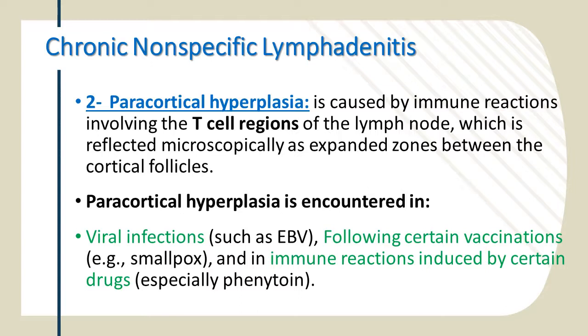The other pattern of chronic non-specific lymphadenitis is called paracortical hyperplasia. It is caused by immune reactions involving the T cell regions of the lymph node, which is reflected microscopically as expanded zones between the cortical follicles. Paracortical hyperplasia is encountered in viral infections such as Epstein-Barr virus, following certain vaccinations, for example smallpox, and in immune reactions induced by certain drugs, especially phenytoin.